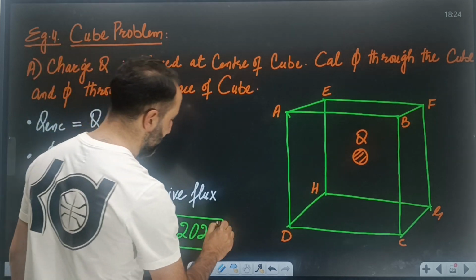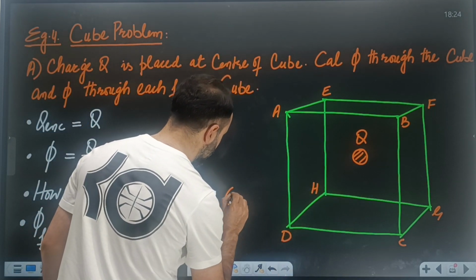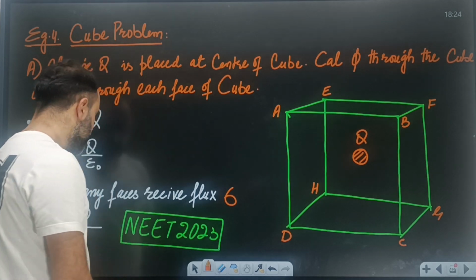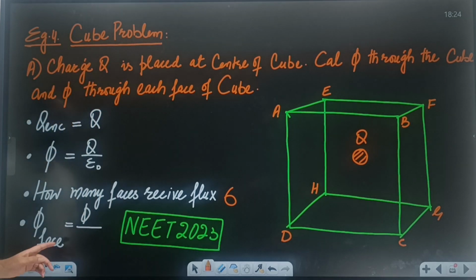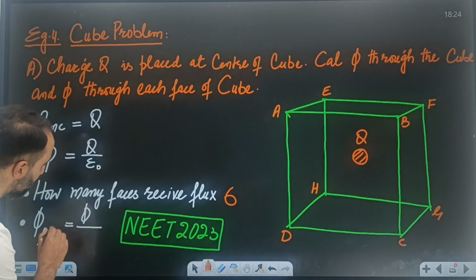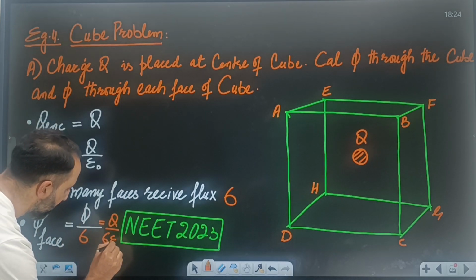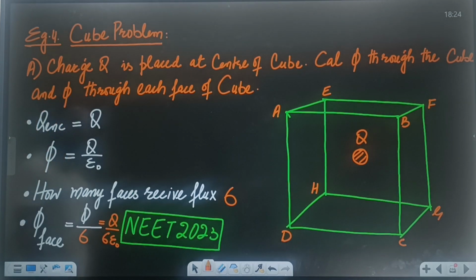How many faces receive flux? इसका मुझे आंसर बताइए बेटा. इसका आंसर बेटा 6 faces receive flux. When it's 6, so what will be the flux per face? That will be total flux divided by 6, which is equal to Q divided by 6 epsilon naught. This is the answer. ठीक है ना बेटा?